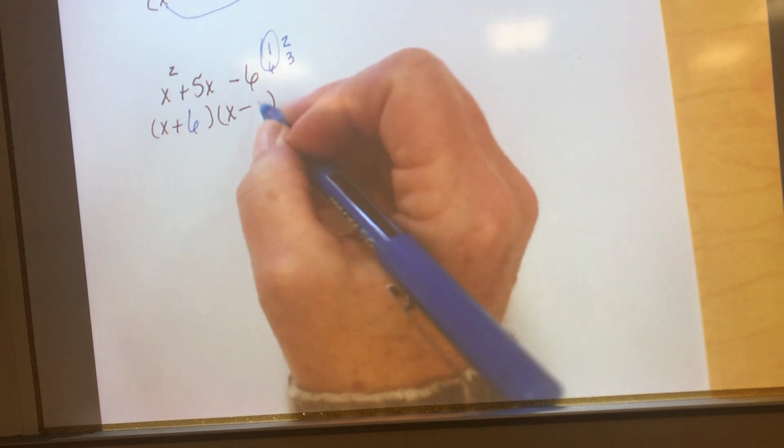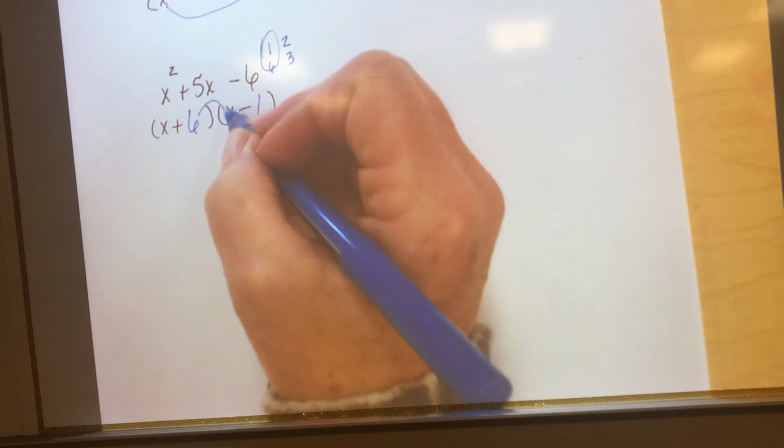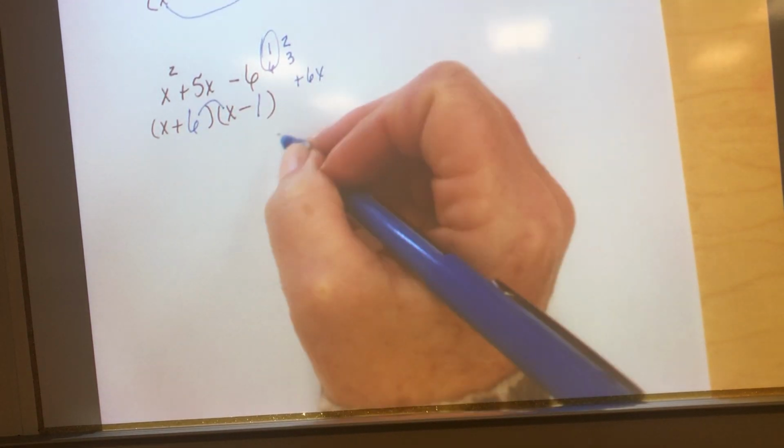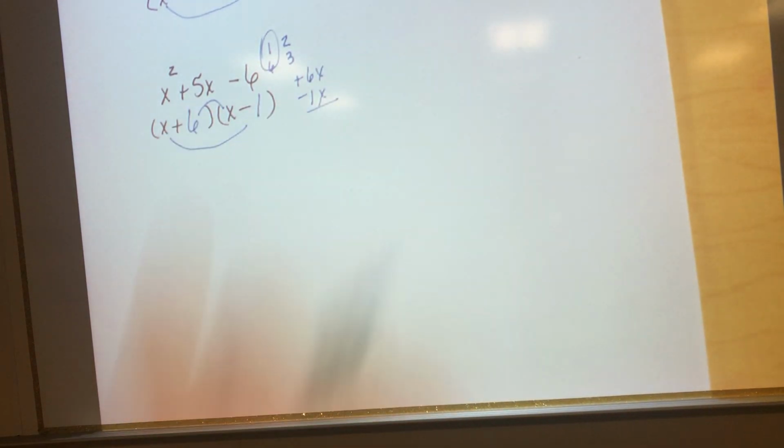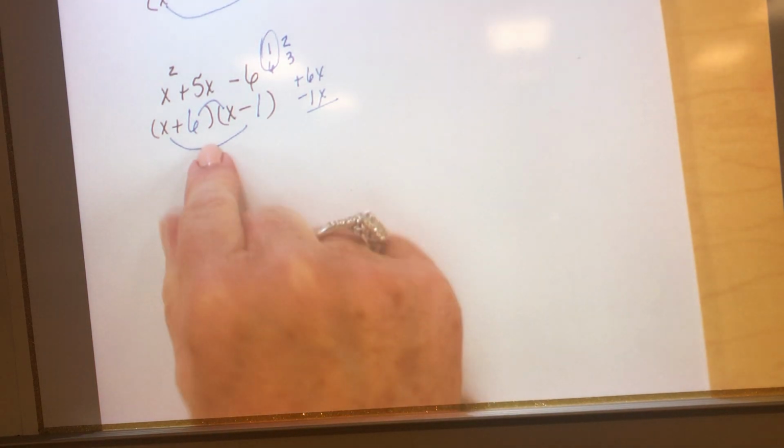The 6 goes here and the 1 goes here. I'm checking. There's my positive 6x. My outers give me negative 1x. And there's my positive 5x that I'm looking for. Okay? This is one that's commonly missed.